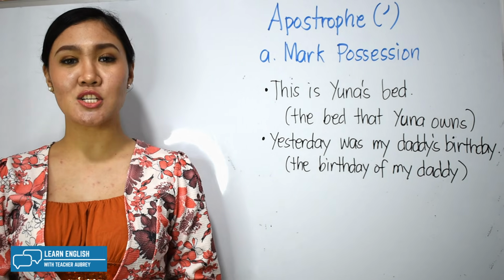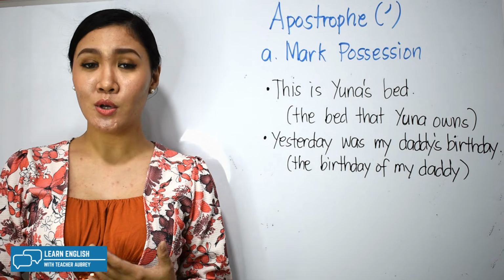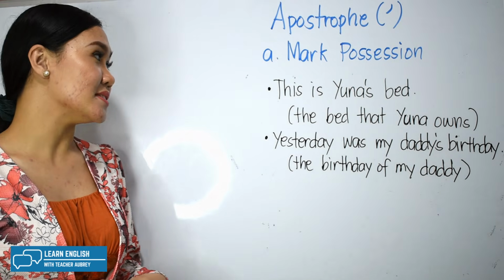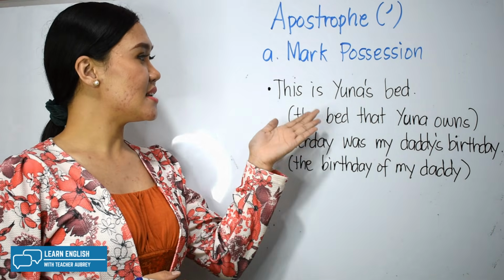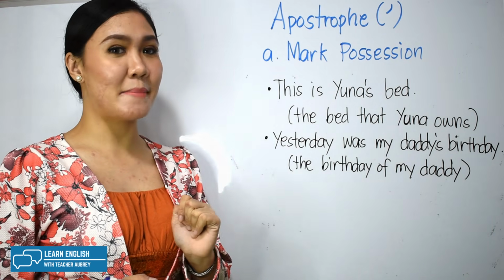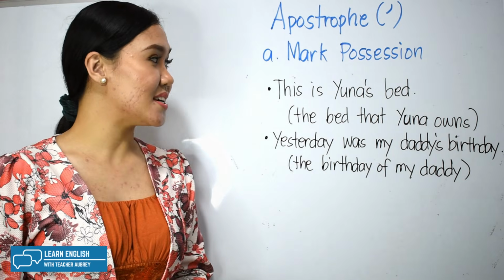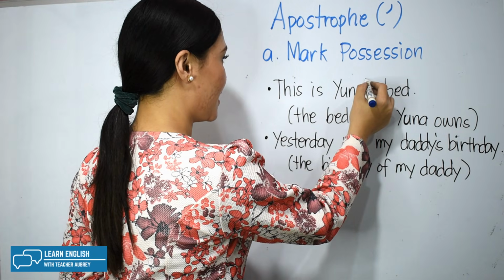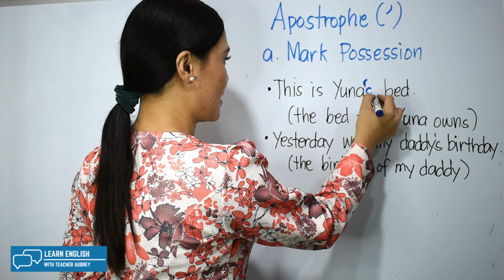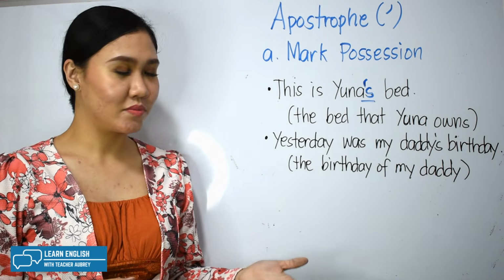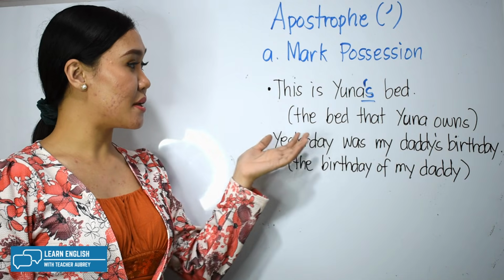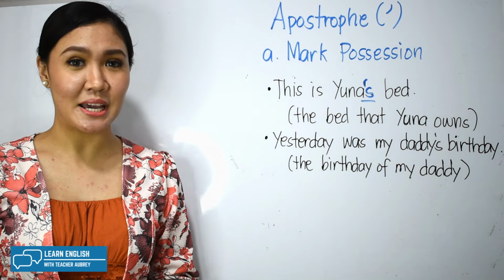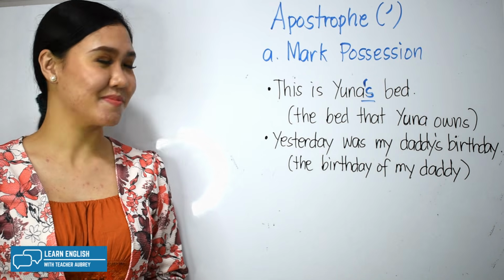Another use of the punctuation mark apostrophe is to show possession or to mark possession. Another term for possession is ownership o nagpapakita ng pag-aari. Let's take a look at these examples. For the first one, this is Yuna's bed. We use an apostrophe here for Yuna. Apostrophe S. This is Yuna's bed. It only means that the bed is being owned by Yuna. Yung kama ay pag-aari ni Yuna.